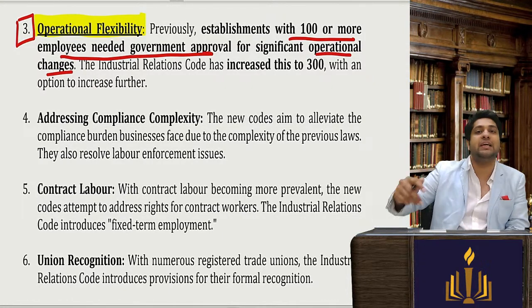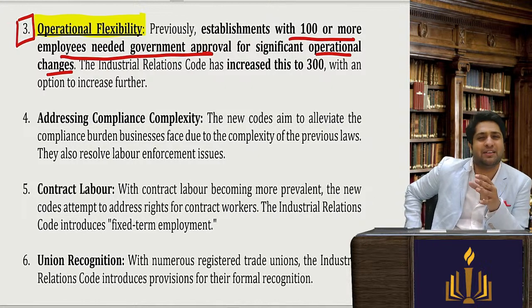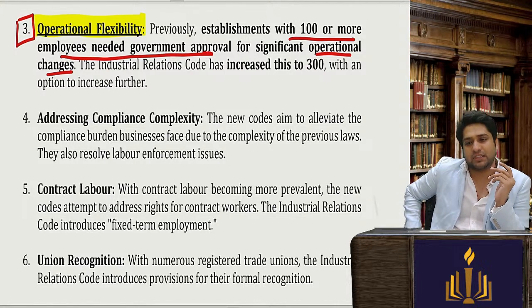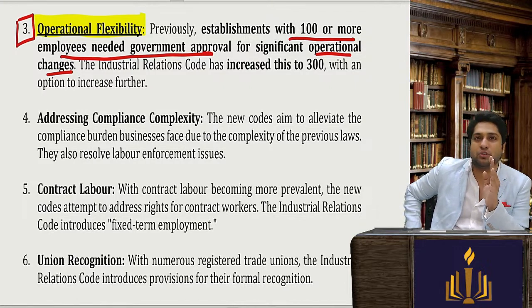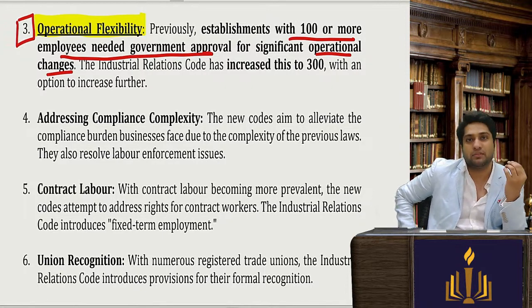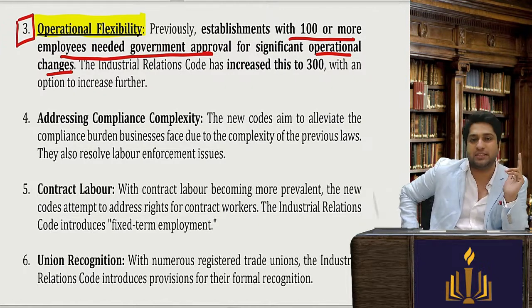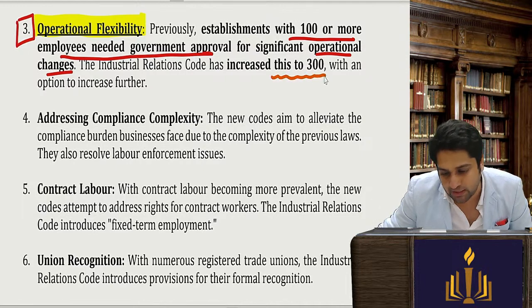Now, will they increase the limit or decrease the limit? What are they saying? That whenever there were 100 or more, they required government approval. So now they say that, listen, if we make this limit 300, a lot of businesses will be happy, because those who have 100, 150, 200 will not have to take approval for making operational changes. It is only for bigger entities.